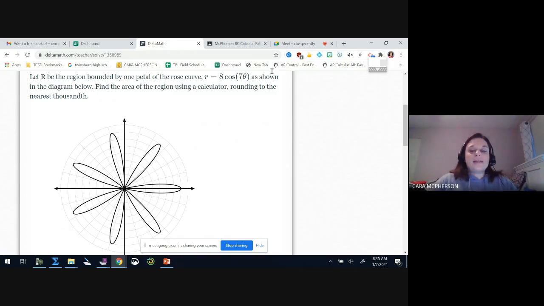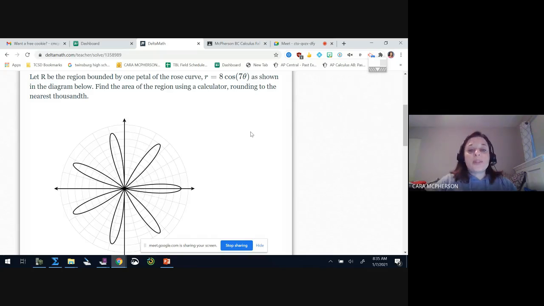So this one has a rose curve. It has 7 petals, and we know that from the 7 that's in front of theta. The 8, again, represents how long the petal is. So you can see this one goes out more on your radial circles. And it wants you to find the area. With Delta Math, it is going to ask you to round to the nearest thousandth, which is perfect. That's exactly what I would want you to do for me anyway.